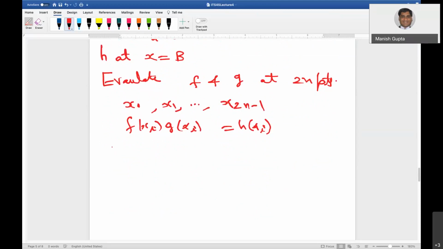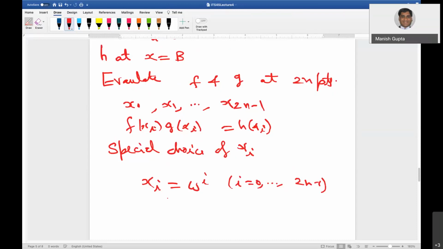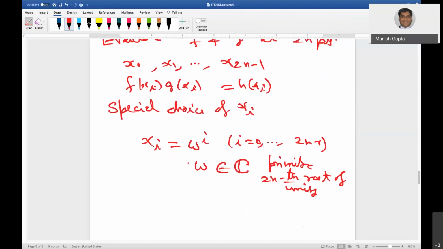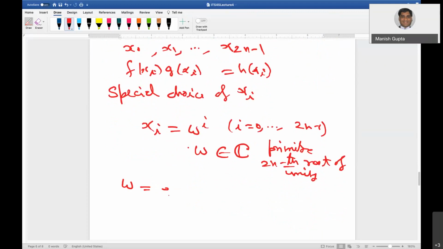Now the crucial point is the special choice of the x_i's. This is something important. Instead of considering arbitrary distinct values for the points x_i, we now choose x_i to be omega raised to power i, for i equal to 0 to 2n minus 1, where omega is a primitive 2nth root of unity. So you can take omega equal to e raised to the power pi i by n.